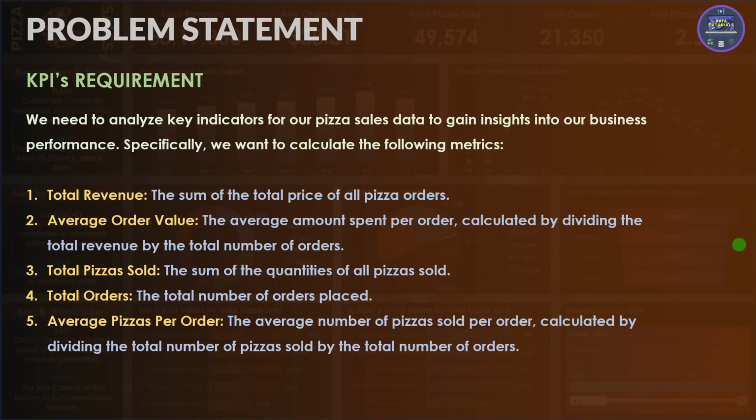The fourth one is the total orders. So it is nothing but the total number of orders placed. Okay. So how many orders were placed? Then the last one is the average pizzas per order, right? So it is nothing but how many pizzas are sold in one order, right?